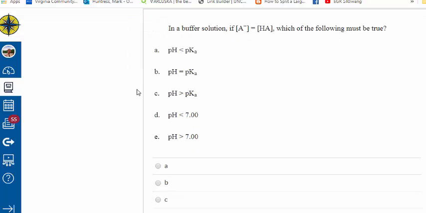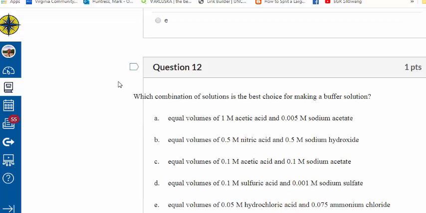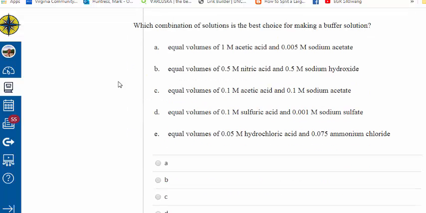You guys can do this one. If you need a hint, check out the Henderson-Hasselbalch equation. Which combination of solutions is the best choice for making a buffer solution?